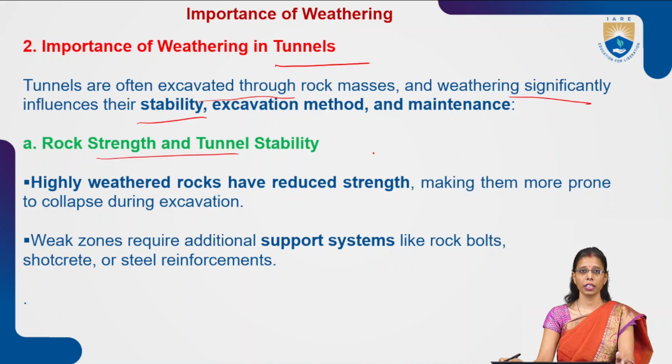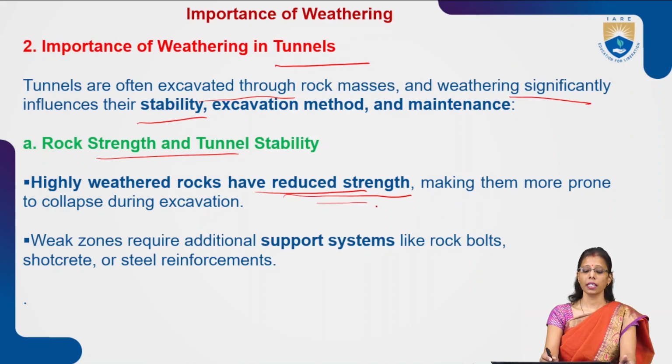First thing is rock strength and tunnel stability. Highly weathered rocks have reduced strength. If you talk about the strength of the rock, rocks that are weathering continuously at a very high rate will lose strength. So if the tunnel is made on such a rock which can weather very easily, that kind of rock has a chance of failure. It may collapse anytime. Highly weathered rocks have reduced strength, making them more prone to collapse during the excavation process. Now, weak zones require additional support systems like rock bolts, shotcrete, or steel reinforcements.